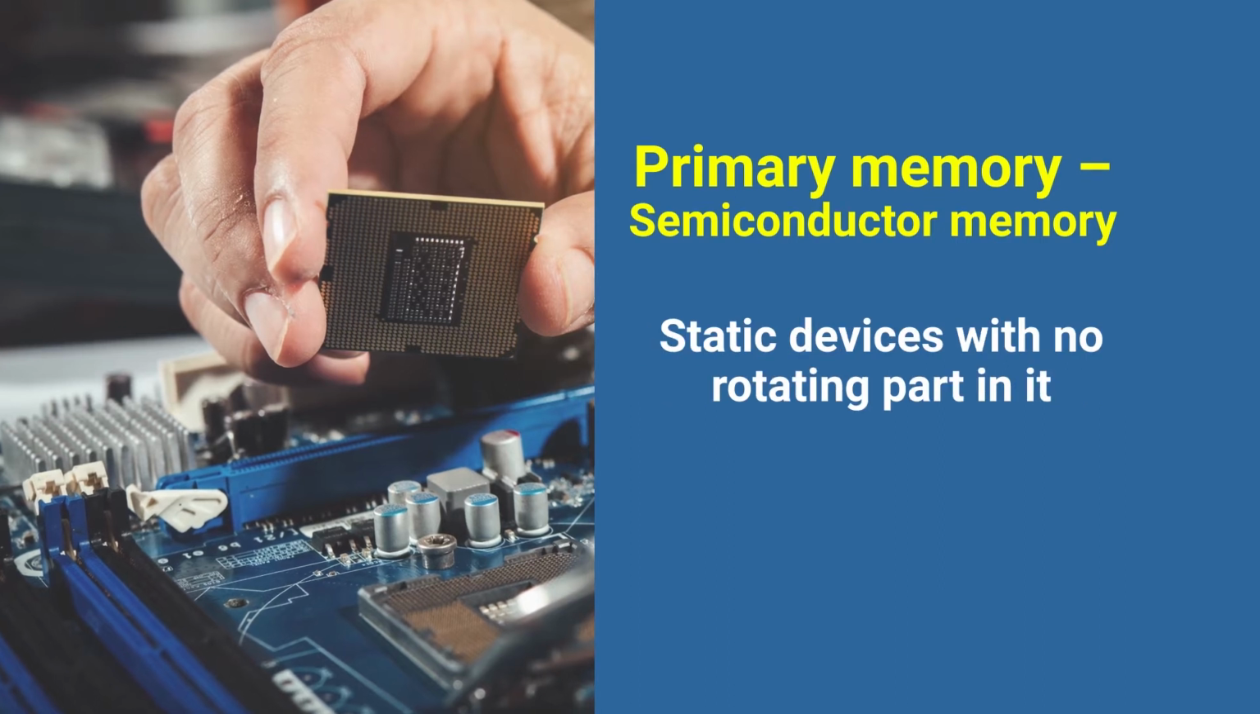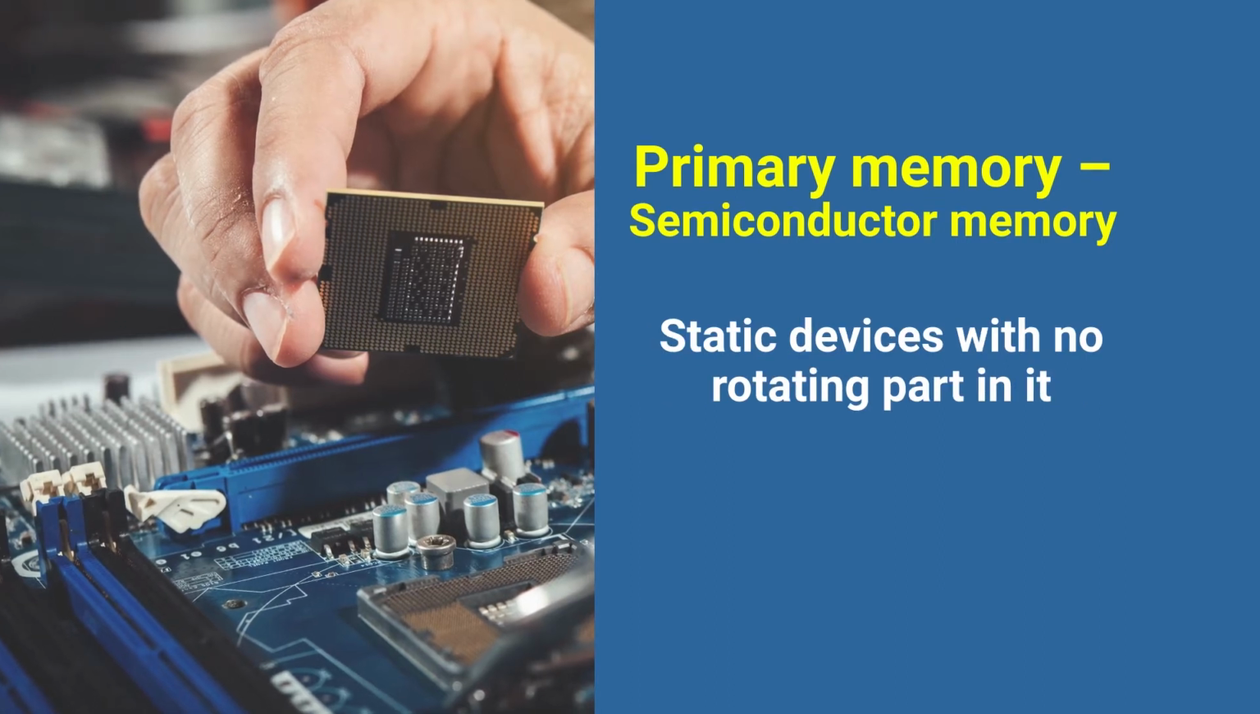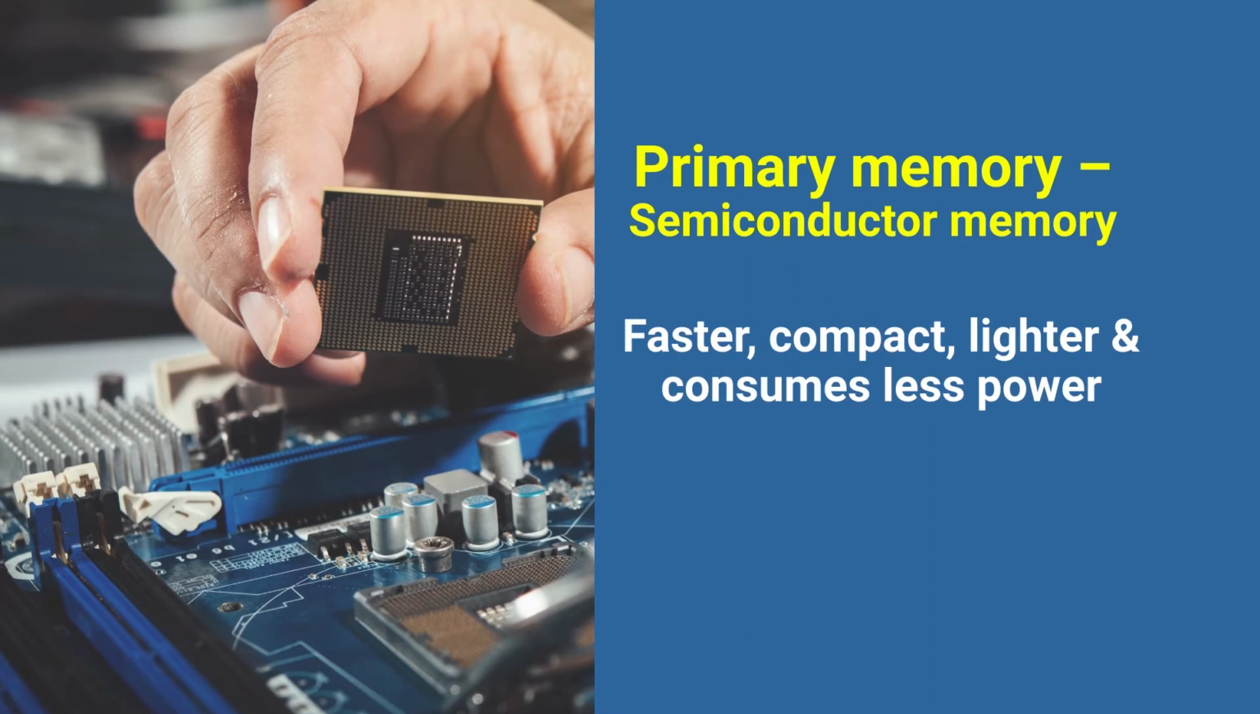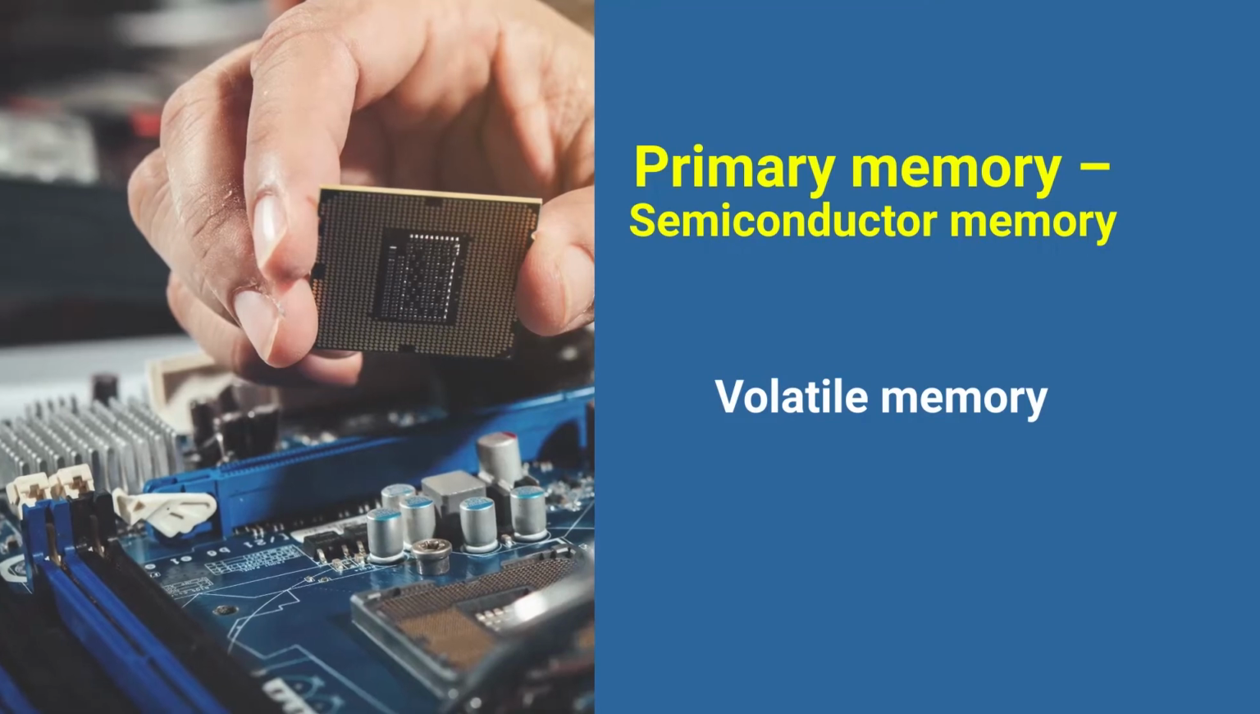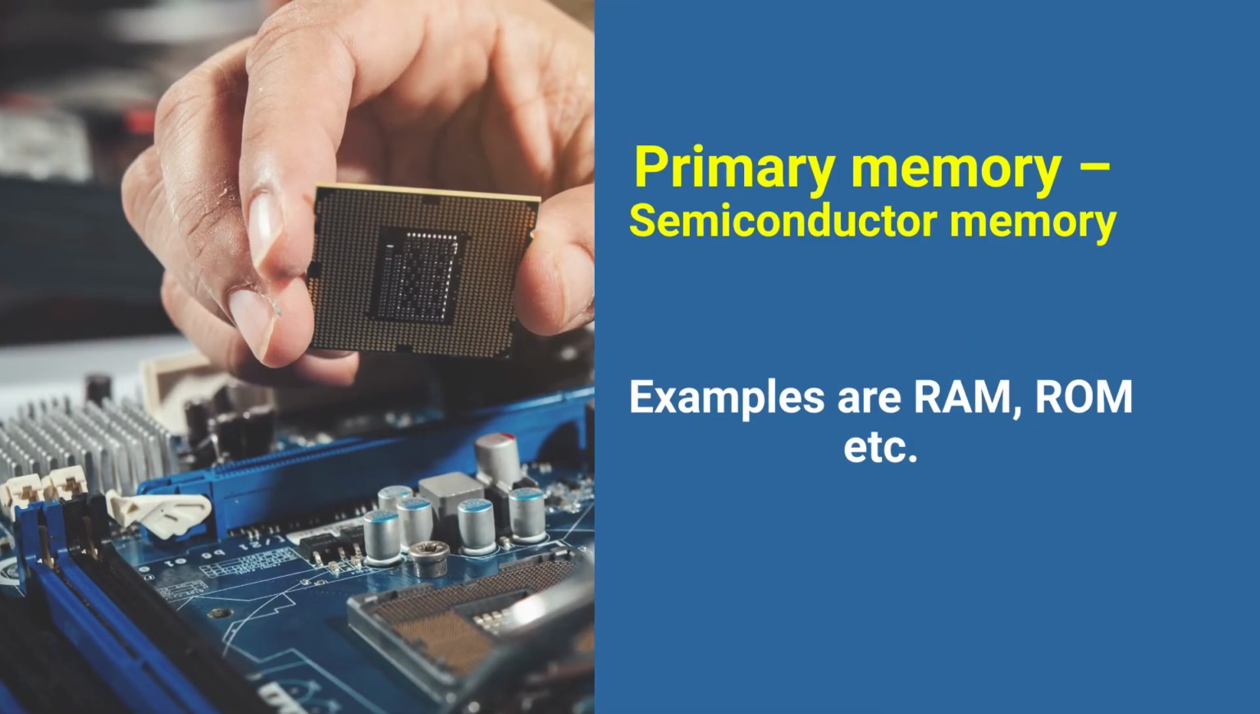These memories are basically static devices with no rotating part in them, and because of that, they are faster, compact, and also consume less power. Another disadvantage of the main memory is that it is also volatile, which means if the power is off, we may lose the content of the primary memory. We can take the example of main memory in terms of RAM and ROM.